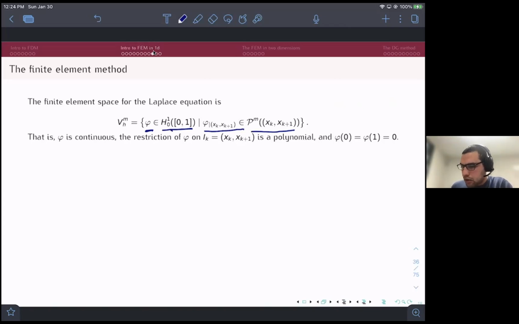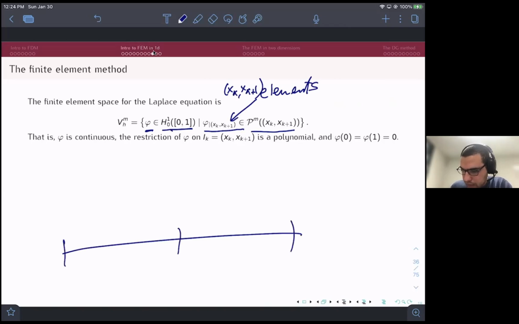Okay. We call those elements. So these subintervals x_k to x_{k+1} are what we call the elements. For instance, I can have an interval with 2 elements, and my function could be a linear function here, and another function there, but it is in H01, so it has to be continuous because it's a polynomial. We cannot afford to have a discontinuous function because we are working in H01, okay? And we're also making the condition that phi_0 is equal to phi_1 is equal to 0.